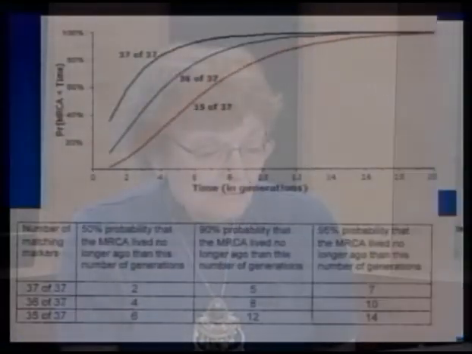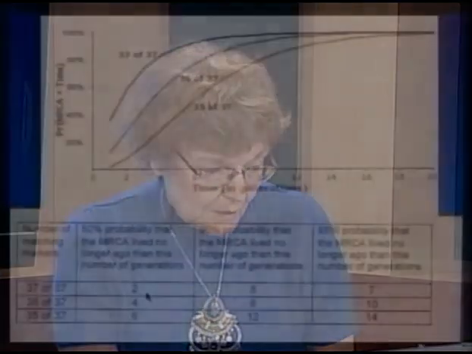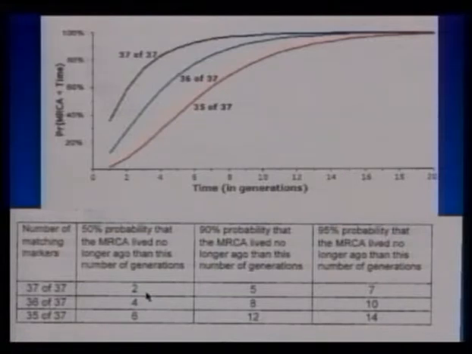But this is what you can tell if you match 37 out of 37, which is what Issaroff did. There's a 50% probability that they lived no longer than this number of generations for the most recent common ancestor. Or 95% probability that they lived no longer than 7 generations ago. Now, because you have all of those different last names, we can sort of guess that it was probably at least 200 years, because that's the time for Jews that they took last names at all. In Eastern Europe, they did not.